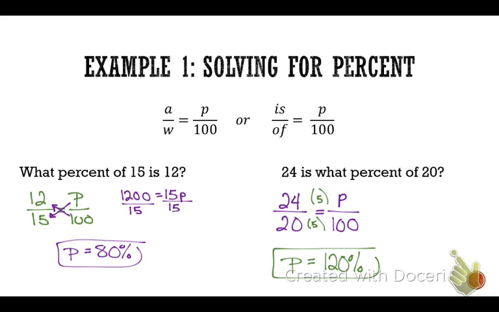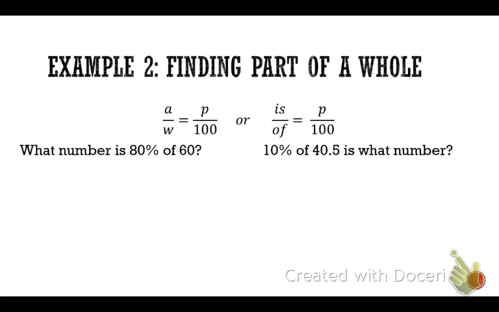All right, how are we doing, guys? You catching on to the key words? Let's look at example 2. In example 2 now, I'm solving for a different part of the percent problem, okay? Now I'm finding part of a whole. What number is 80% of 60? So guys, it's all about plugging it in the right place. A over 60. My of 60. 60 is my of, it's my whole. And then 80 is my percentage. So the percentage is going to give itself away, isn't it? Because it's got a percent sign.